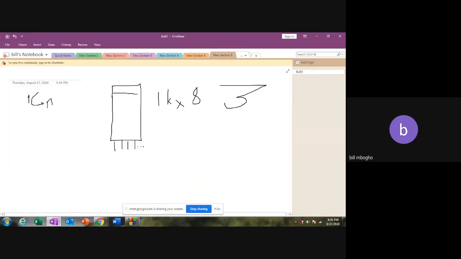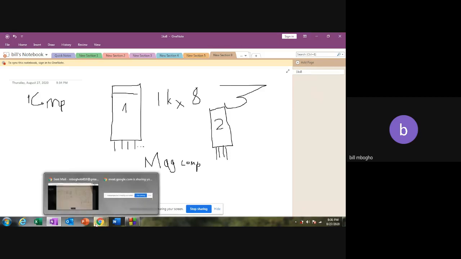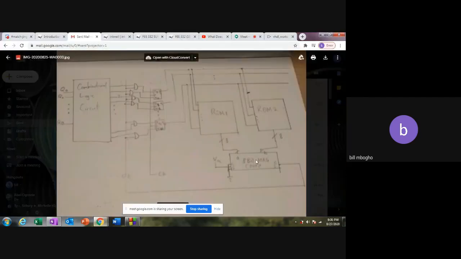Comparing the outputs of the 2 ROMs. So this is, let's say, ROM 1, and then here we have ROM 2. We want to compare the outputs. And comparison is done very quickly using a magnitude comparator. In case you've forgotten how a magnitude comparator looks, it looks something like this.